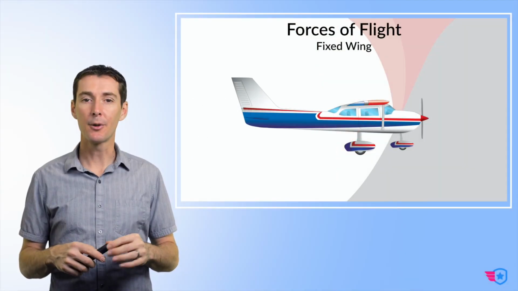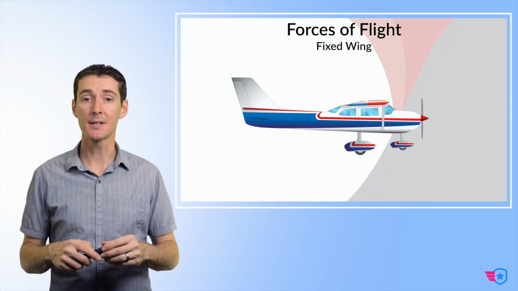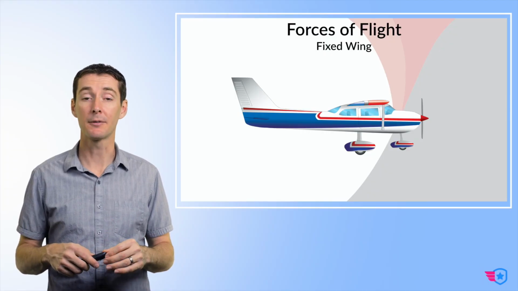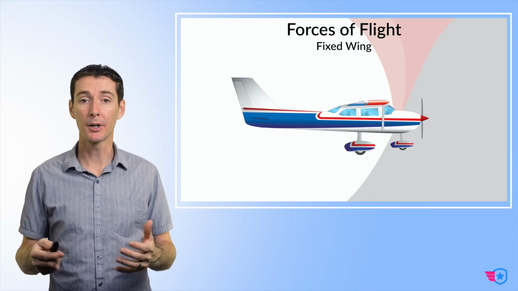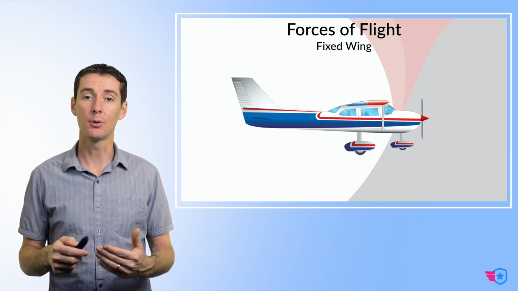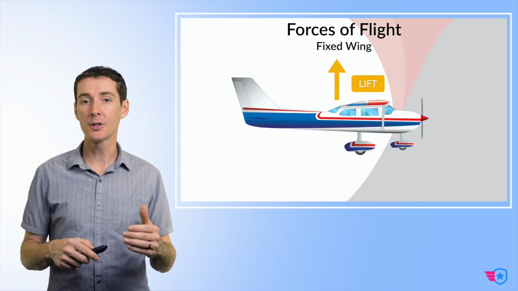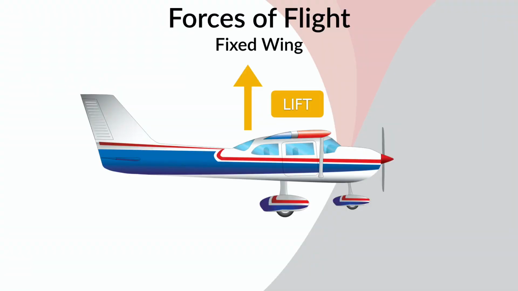Let's go ahead and talk about the four forces of flight. And first, let's start with a fixed wing aircraft. Now, this is an actual aircraft, but this could also be a model aircraft. The same exact thing is going to apply to that airplane. So the first thing that we have is the lift. And the lift is going to be located right here, as you can see.